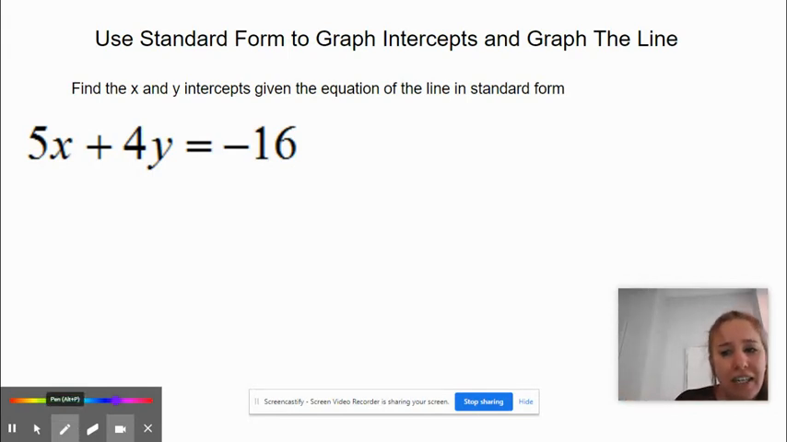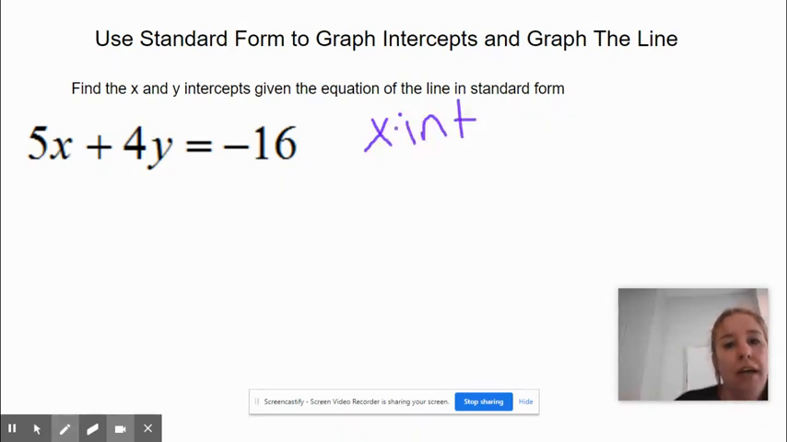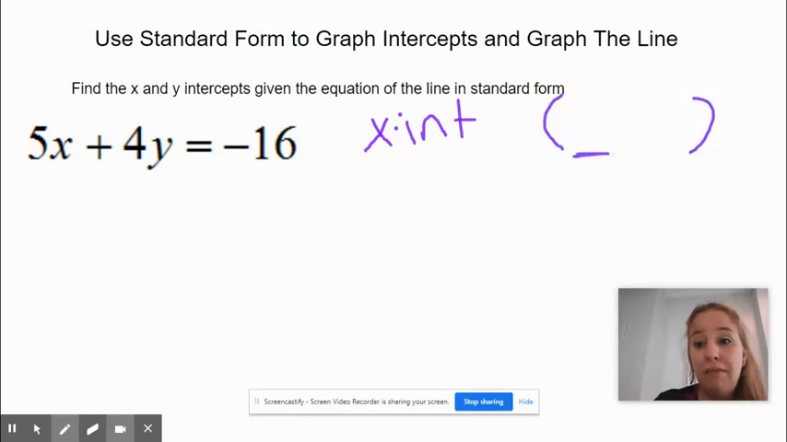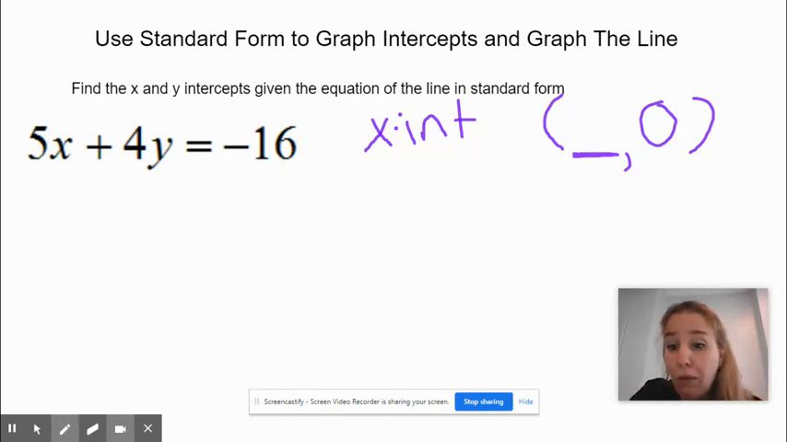So let's start by finding our x-intercept. Now remember, x-intercept, we're going to have some value for x. We don't know what it is yet. And a 0 for our y, right? So you're finding your x-intercept, so your y value is 0. So what we're going to do is take this equation here, 5x plus 4y equals negative 16, and we're going to plug a 0 in for y to find our x value.